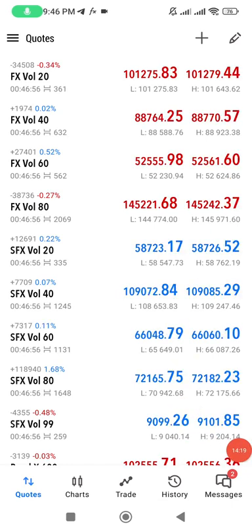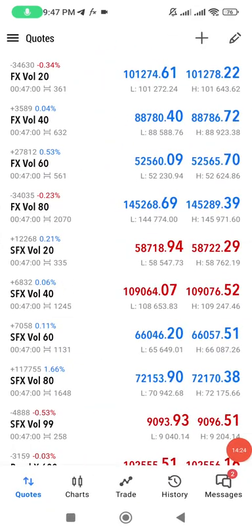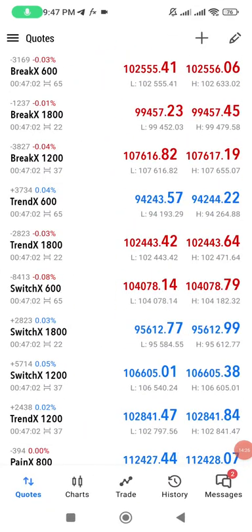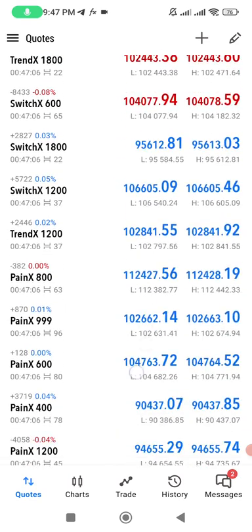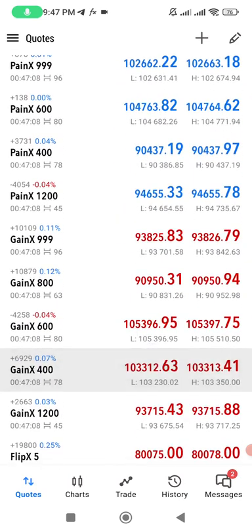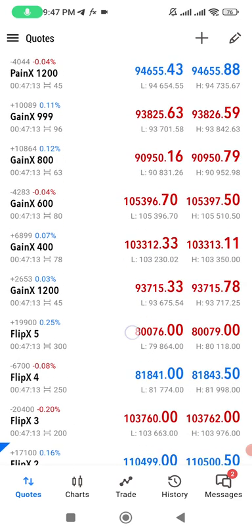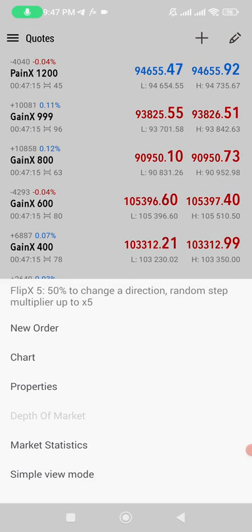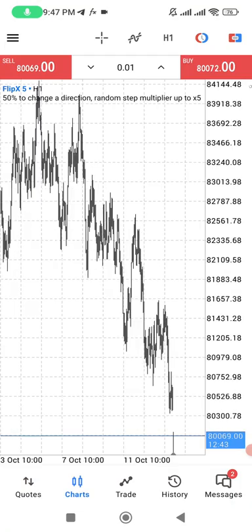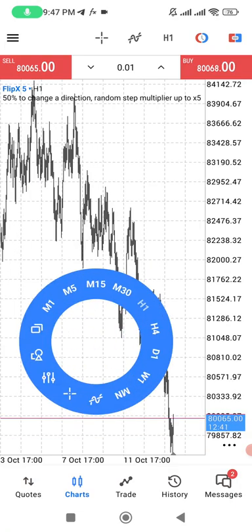Okay, right here we have the Weltrade market, and I'm going to be checking some stuff here. Let's consider some fast moving asset like Flip S5. So this is Flip S5.